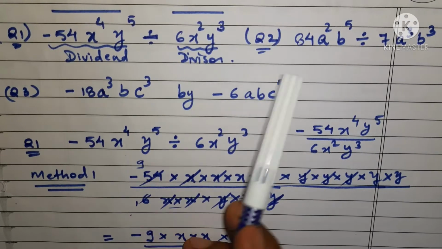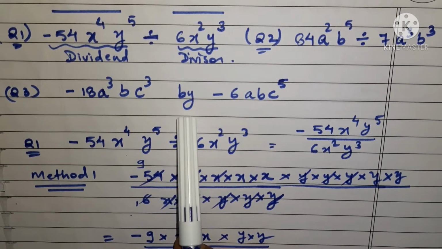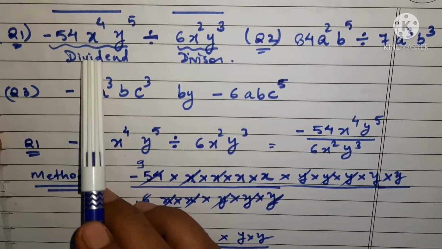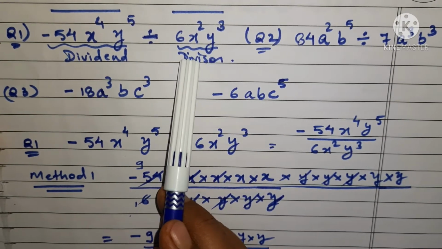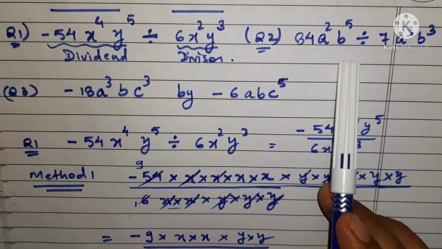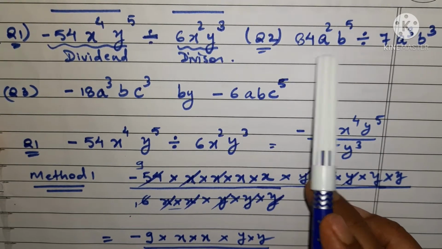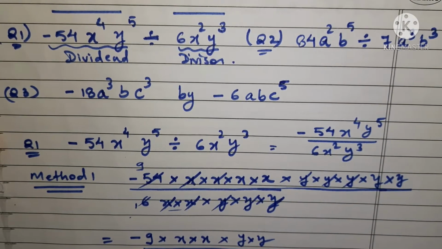See, we are given 3 questions here. You can see in all 3 cases we have one monomial, or you can say one expression, to be divided by another, and both the expressions are monomials. Question number 2 also has a monomial to be divided by another monomial. So here we are going to do the practice.